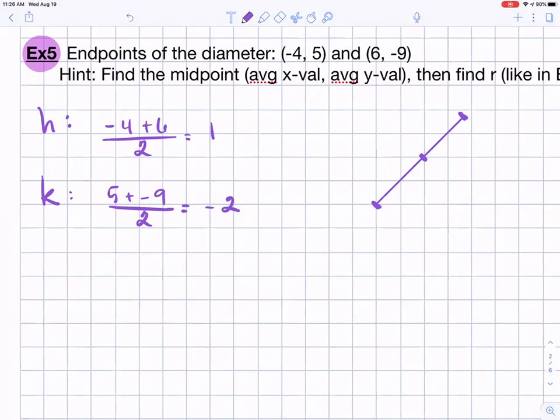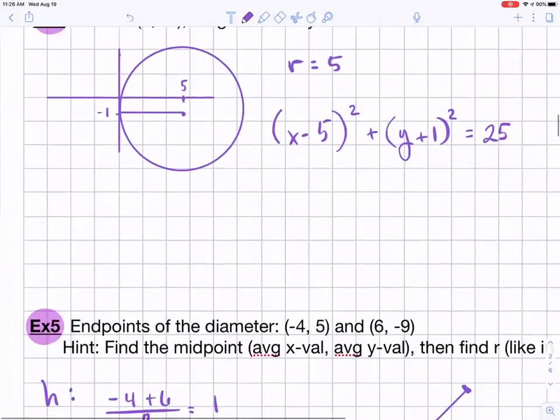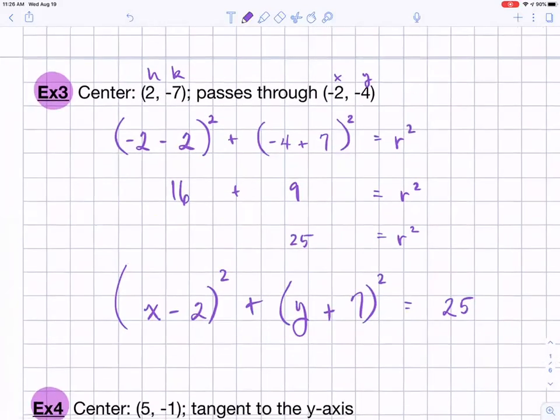Okay, so the next hint, because I've got my H and K now, says go find R the same way that we did in example 3. Let's go back to example 3 because that's been a long time ago. I forget what we did. Example 3, I had my center, just like I've got my center for the current example, and then I had a point that the circle passes through. Well, don't I have 2 of those now? Because the diameter points, the end points, those are 2 points that the circle passes through.